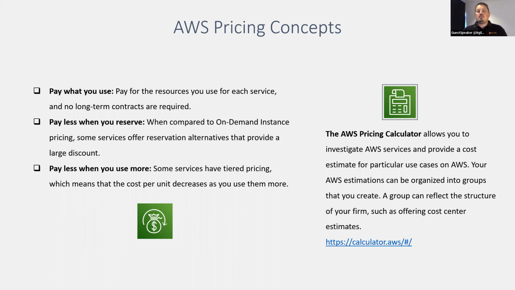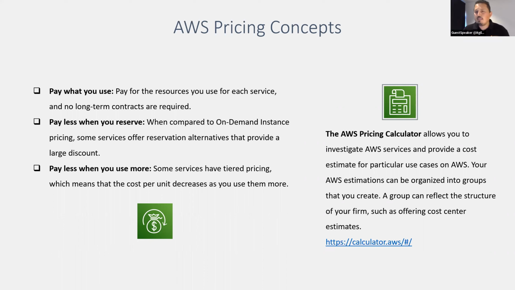The third model is pay less when you use more. In some AWS services, we have tiering. If you use those services heavily, after certain loads or API transactions per second, or after certain usage in gigabytes, whatever the limit is, you will get a different pricing structure.